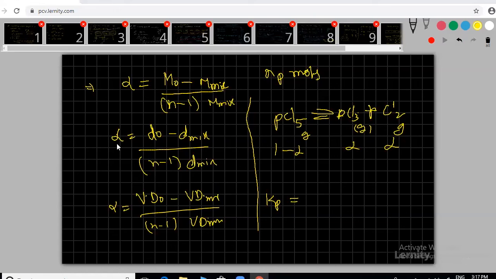Completed. I am giving it here. Everyone got like this: alpha square by 1 minus alpha square into P. Anyone got it?